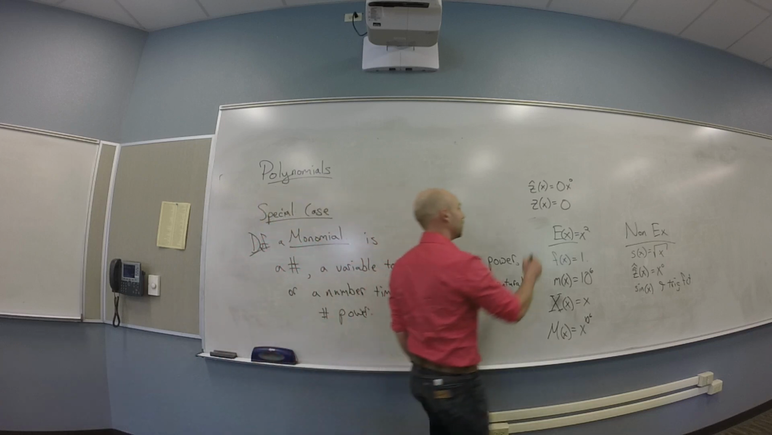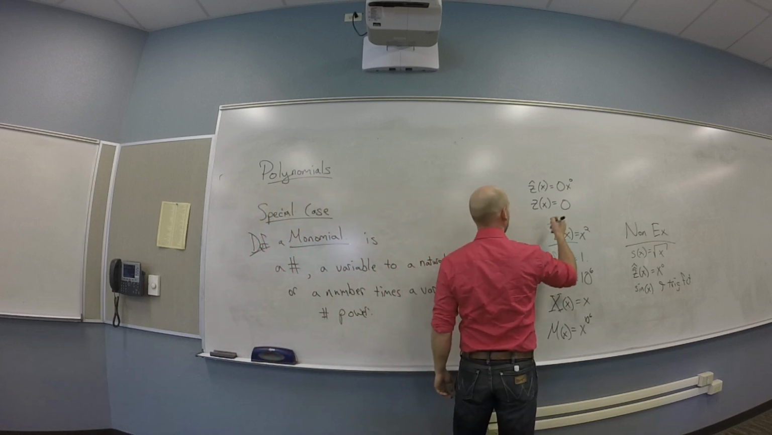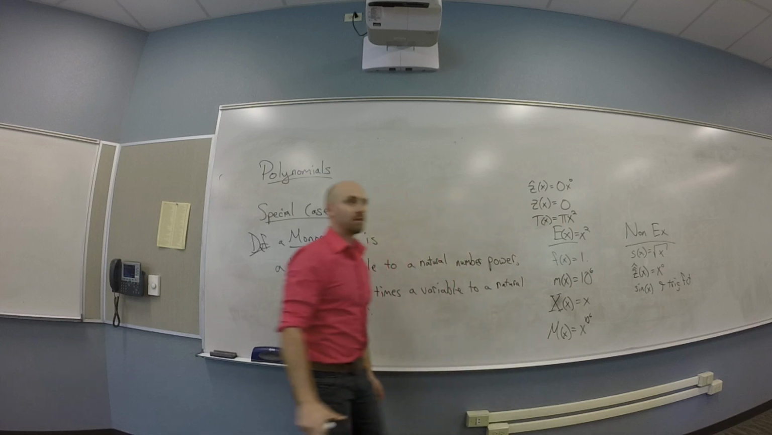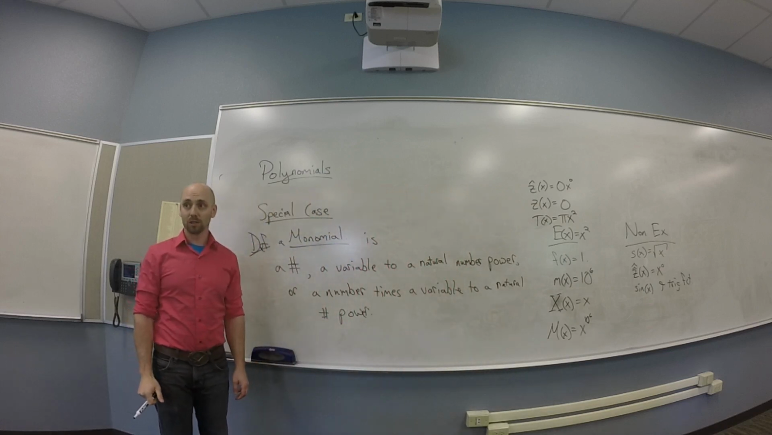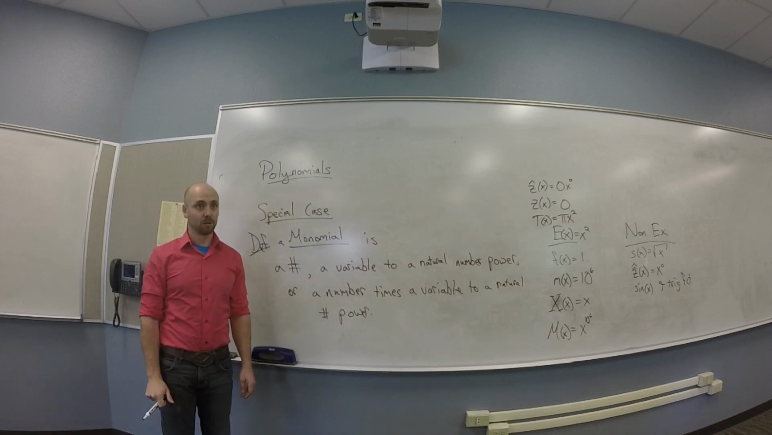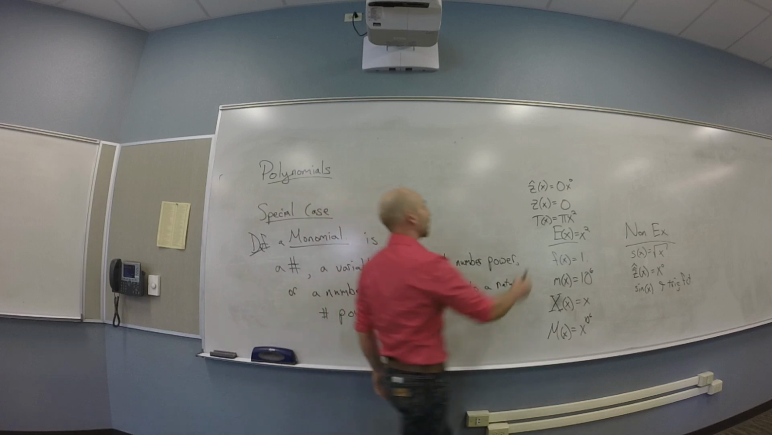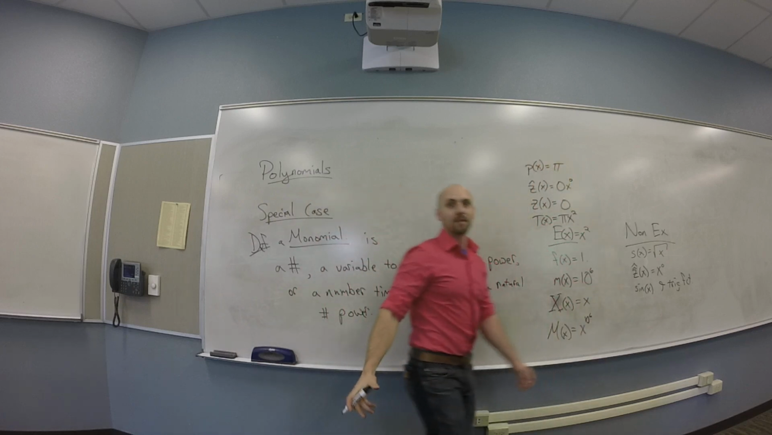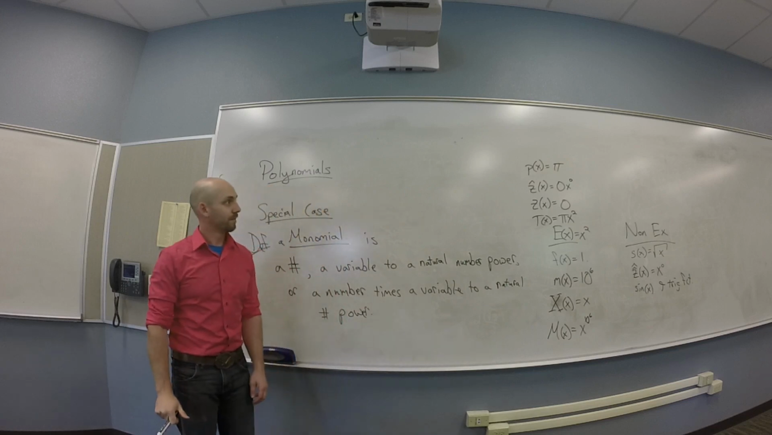So specifically, what I want to give you is something like t of x is pi x squared. It's a monomial because pi is just a number. You guys see that? What if it's just pi? It's still a monomial. p of x is pi. It's pi times x to the 0.